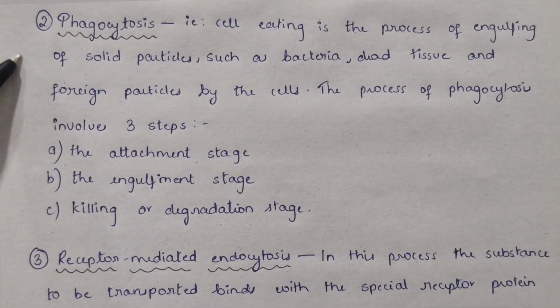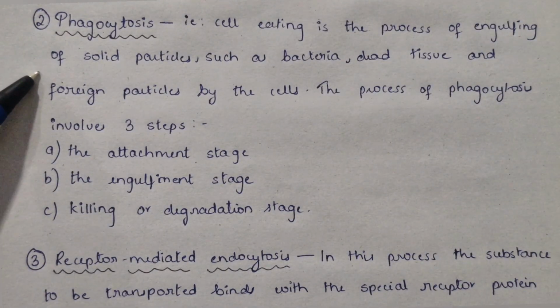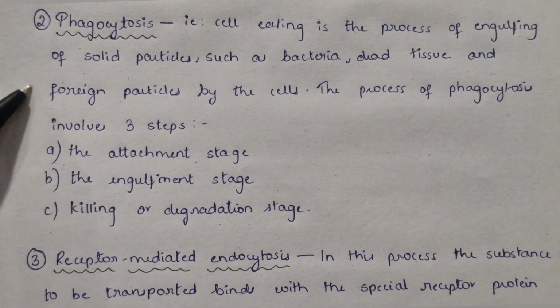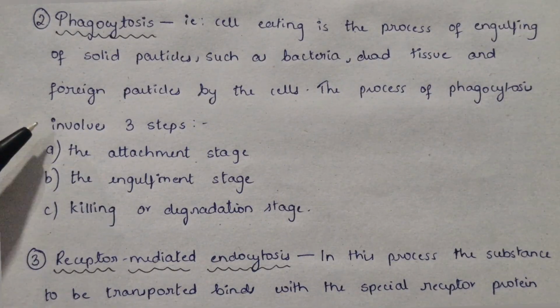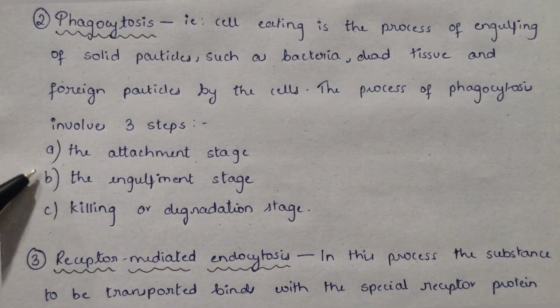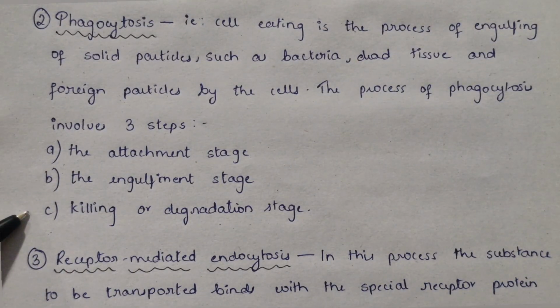The second one is phagocytosis. Here, cell eating is the process of engulfing of solid particles such as bacteria, dead tissue, and foreign particles by the cells. The process of phagocytosis involves three steps. The first one is the attachment stage, the second one is the engulfment stage, and the third one is the killing or the degradation stage.